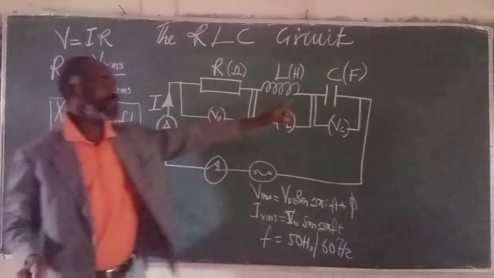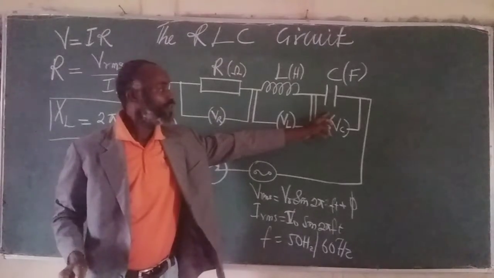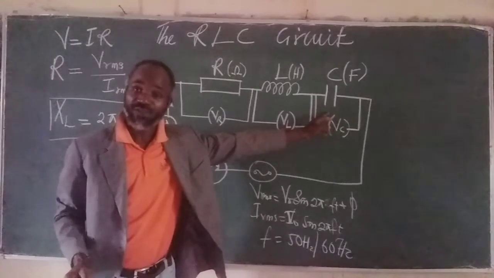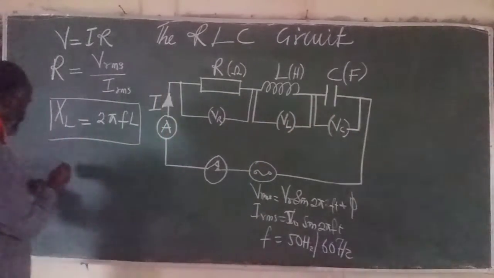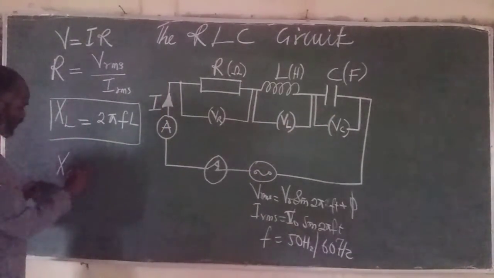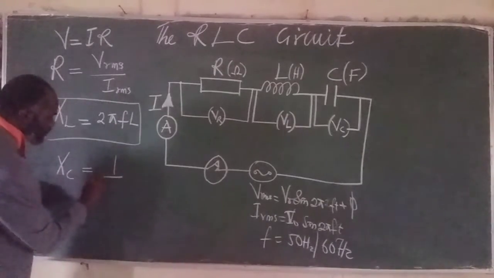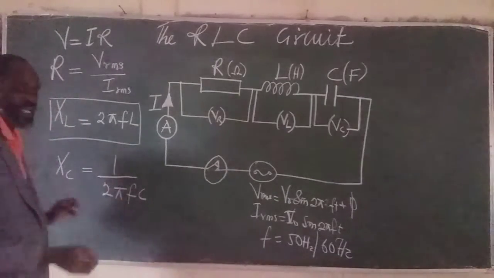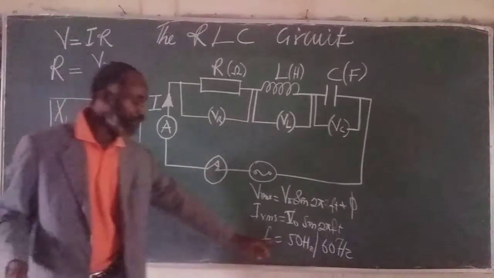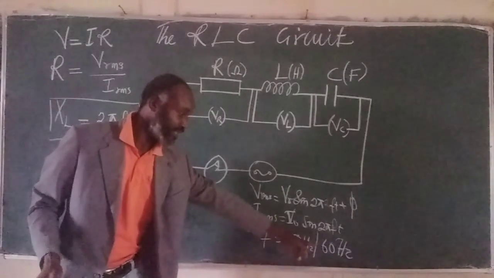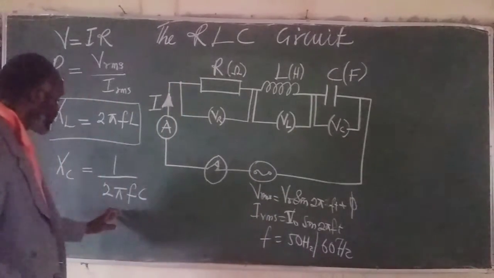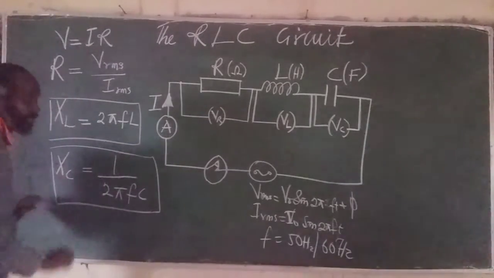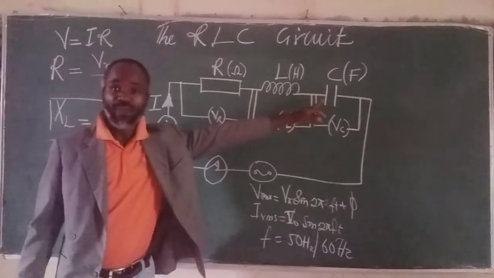What about the capacitor? The capacitor is also a component whose capacitive reactance must be found. And to do that, we have capacitive reactance XC is given as 1 all over 2 pi fC. And again, we have frequency either 50 Hz or 60 Hz, so to say, and we substitute accordingly. Then we have the value of the capacitive reactance of the capacitor.